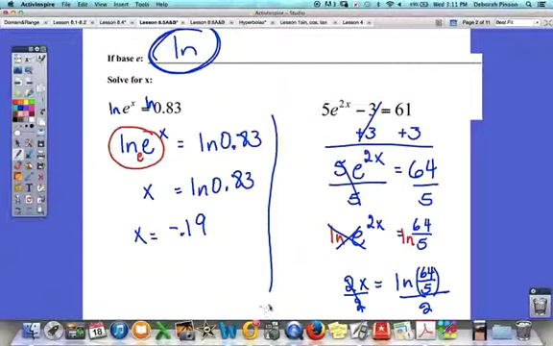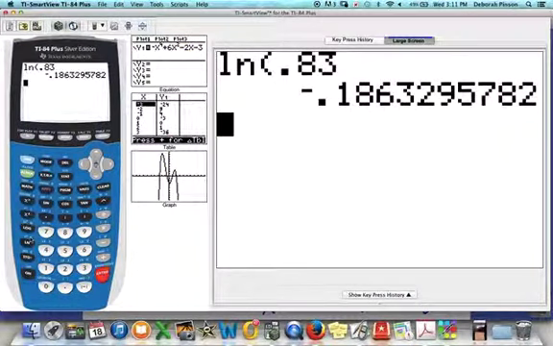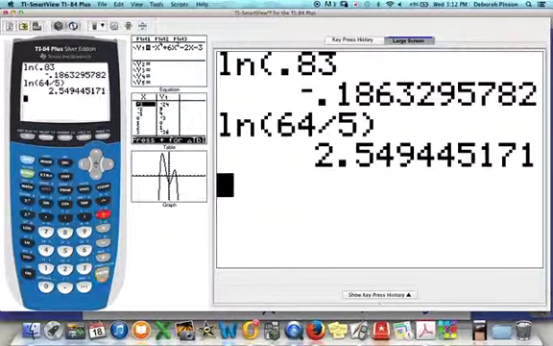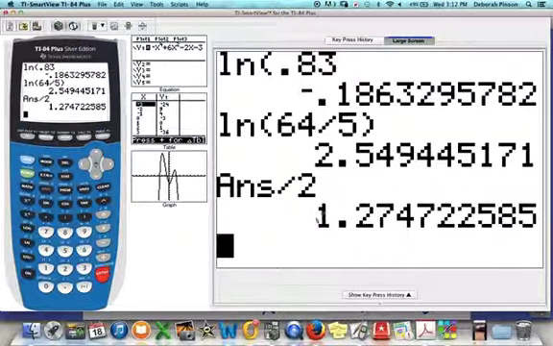And then I'm running out of space, so I'm going to put it here, but I'll put all of that in my calculator. So I'll have natural log of 64/5 and all of that divided by 2. So 1.27.